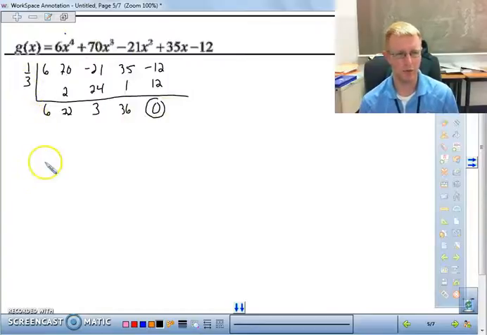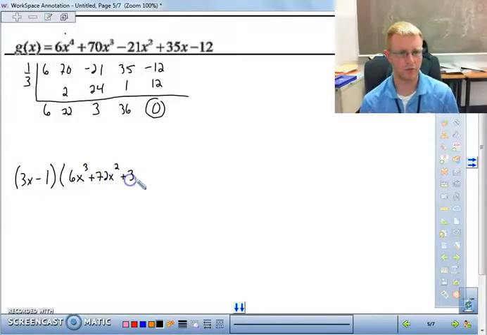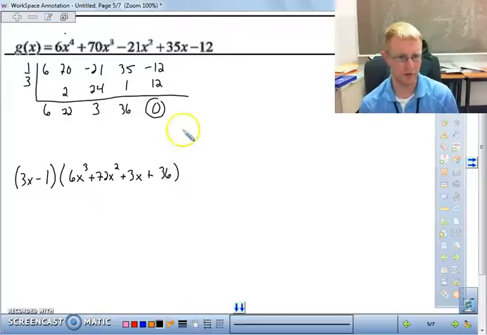Once again, we don't want to write it as x minus 1/3. We would just write it as 3x minus 1. And then what we're left with is 6x to the 3rd plus 9x squared plus 3x plus 36. Now, there's a couple things you can do from here. If you want to factor out a 3, you can factor out a 3 first if you want to. Or we can just continue to find one of our next zeros.